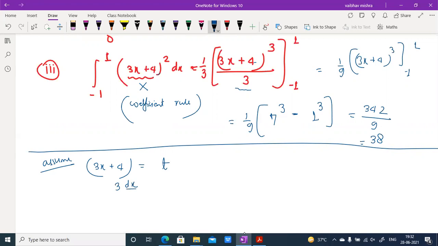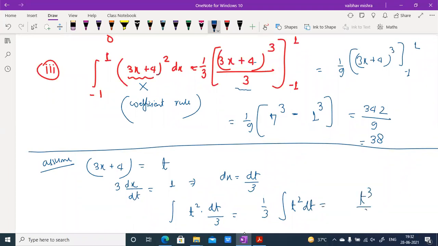Differentiate: 3 into dx by dt, the derivative of 4 is 0, and of t it will be 1. dx becomes dt by 3. Now if you replace back in this formula, (3x + 4) is t square and dx becomes dt by 3. So 1 upon 3 integration of t square dt. T square integration is t cube by 3 and that 1 by 3 is already there. We will substitute the value of t again: (3x + 4) whole cube by 9, and that's what we get.